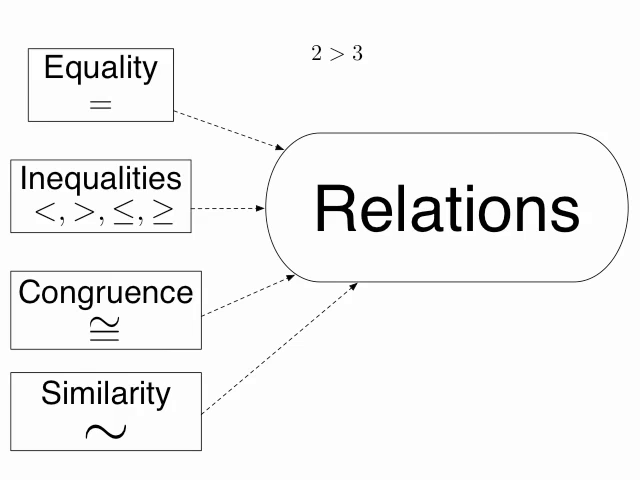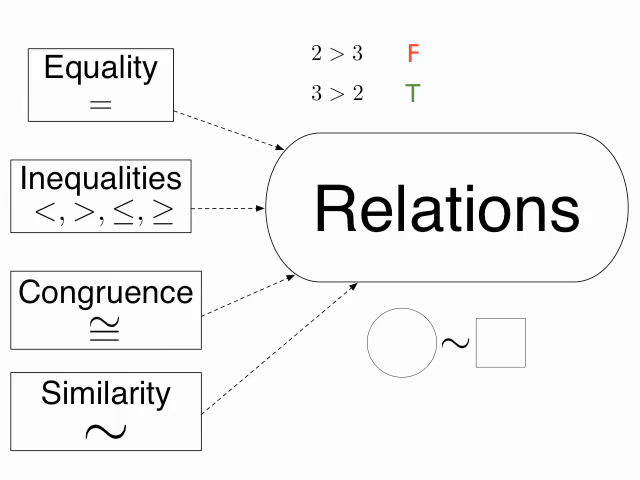2 is greater than 3 is clearly false. 2 is less than 3, as we all know. 3 is greater than 2 returns a value of true. We can take any two numbers and use an inequality to compare them, and therefore, inequalities are relations.